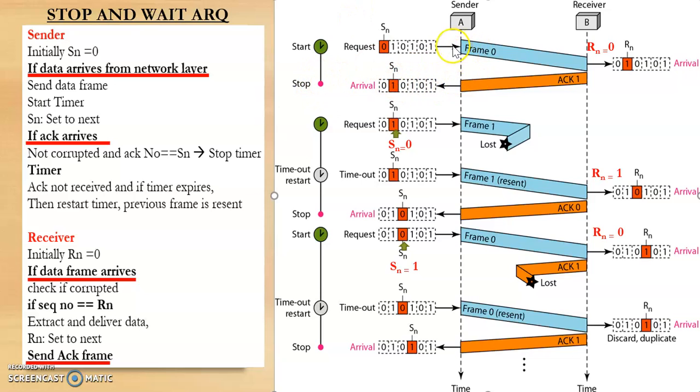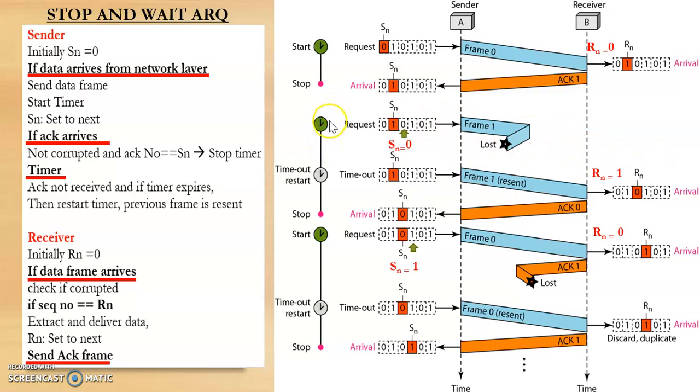So this is a situation wherein the data frame was sent correctly, and the acknowledgement frame was received correctly. Next, let us consider a situation where the data frame is lost.